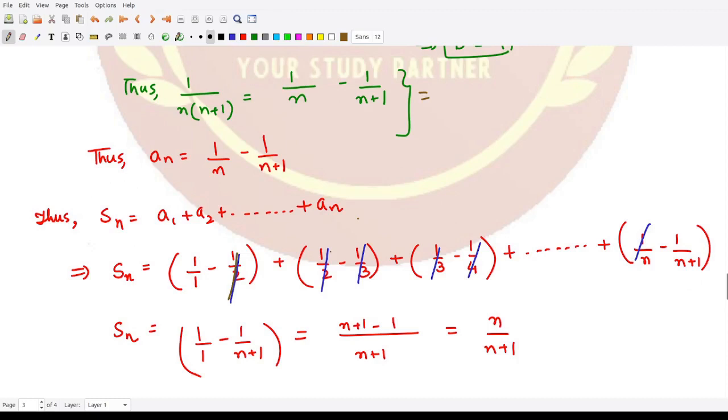Now you see, this 1 by 2 and 1 by 2 cancel, 1 by 3 and 1 by 3 cancel, 1 by 4 and 1 by 4 cancel. All the terms in between would cancel, and the last term here would be 1 upon n minus 1 upon n plus 1. So this 1 upon n and 1 upon n would also cancel with each other. Finally we would be left with 1, the first term, and the last term here, minus 1 upon n plus 1. We can simplify the term here and we would have this as our answer. So this is the sum of the first n terms for the given series.